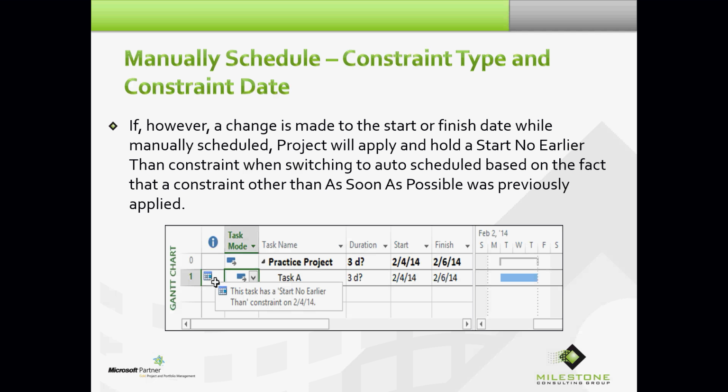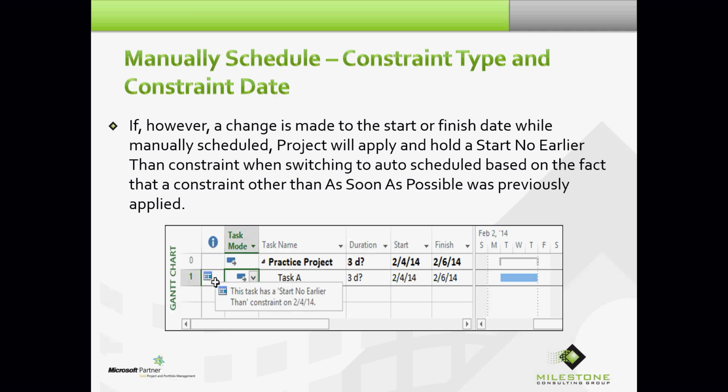I start off with a must start on constraint in auto-scheduled mode. And then I change to manually scheduled mode. In manually scheduled mode, I can't see the constraint indicator, but I know it's there. And then while in manually scheduled mode, I change the start date to another date. And then I go back to auto-scheduled mode.